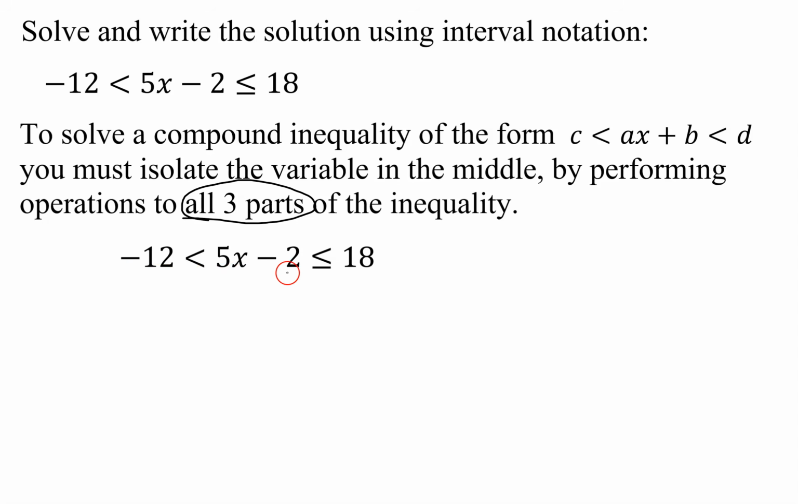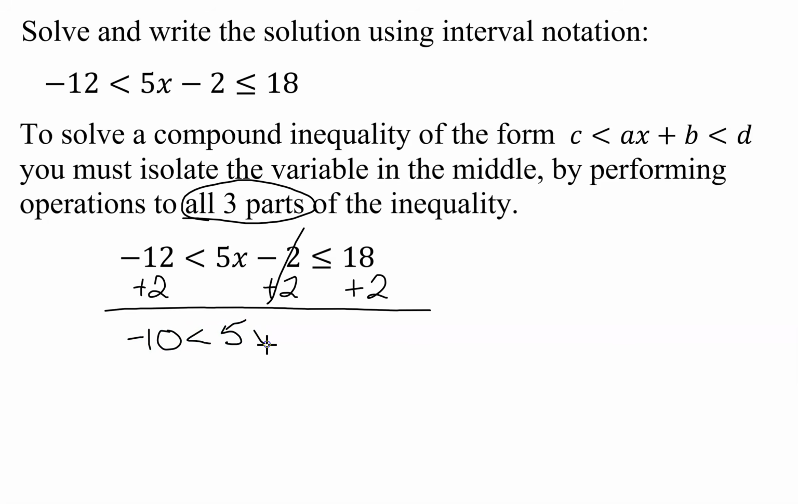So what we want to do with our inequality here is get x all by itself in the middle. So the first thing I'm going to have to do is add 2 to the middle, which means I also have to add it to the left-hand side and the right-hand side. And remember, adding and subtracting numbers to an inequality does not change the inequality symbol. So now I'm going to get negative 12 plus 2 is negative 10, is less than 5x, is less than or equal to 18 plus 2 is 20.